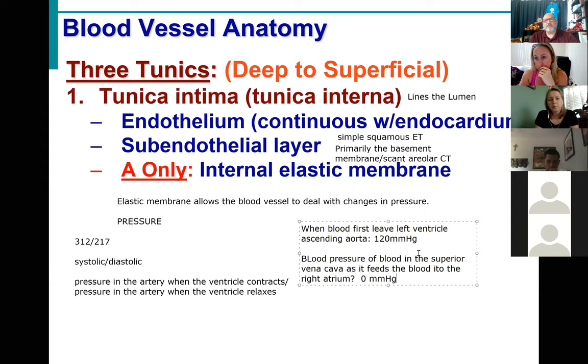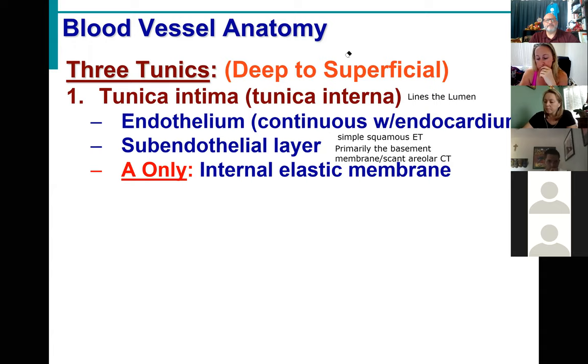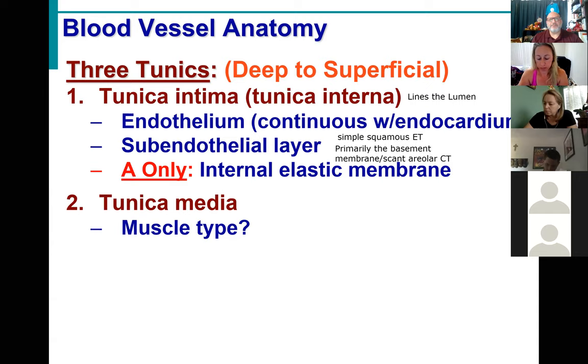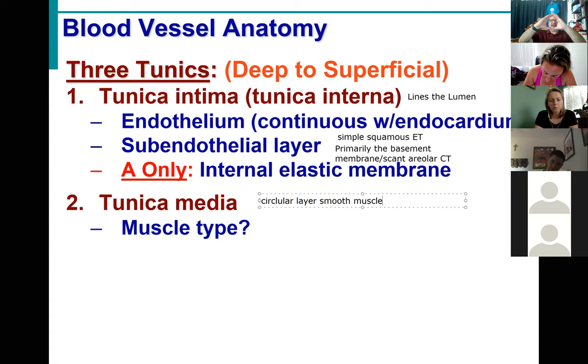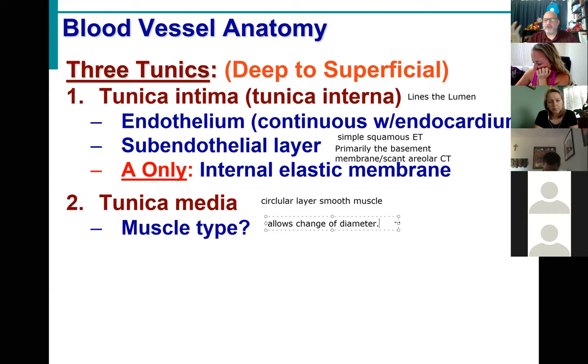All right, let's get rid of all of that. Let's talk about our second, middle layer. That is our tunica media. It is a circular layer of what type of tissue? Smooth muscle, excellent. And of course, with a circular layer, that allows us to change the diameter. We can dilate the blood vessels when we relax it, and we can constrict it when we contract it. Again, it's smooth muscle, so we don't voluntarily control this, and this allows us to change the diameter, which is important because when we change the diameter, we change how much blood can flow into an area. We can change the blood flow that is going into that area.